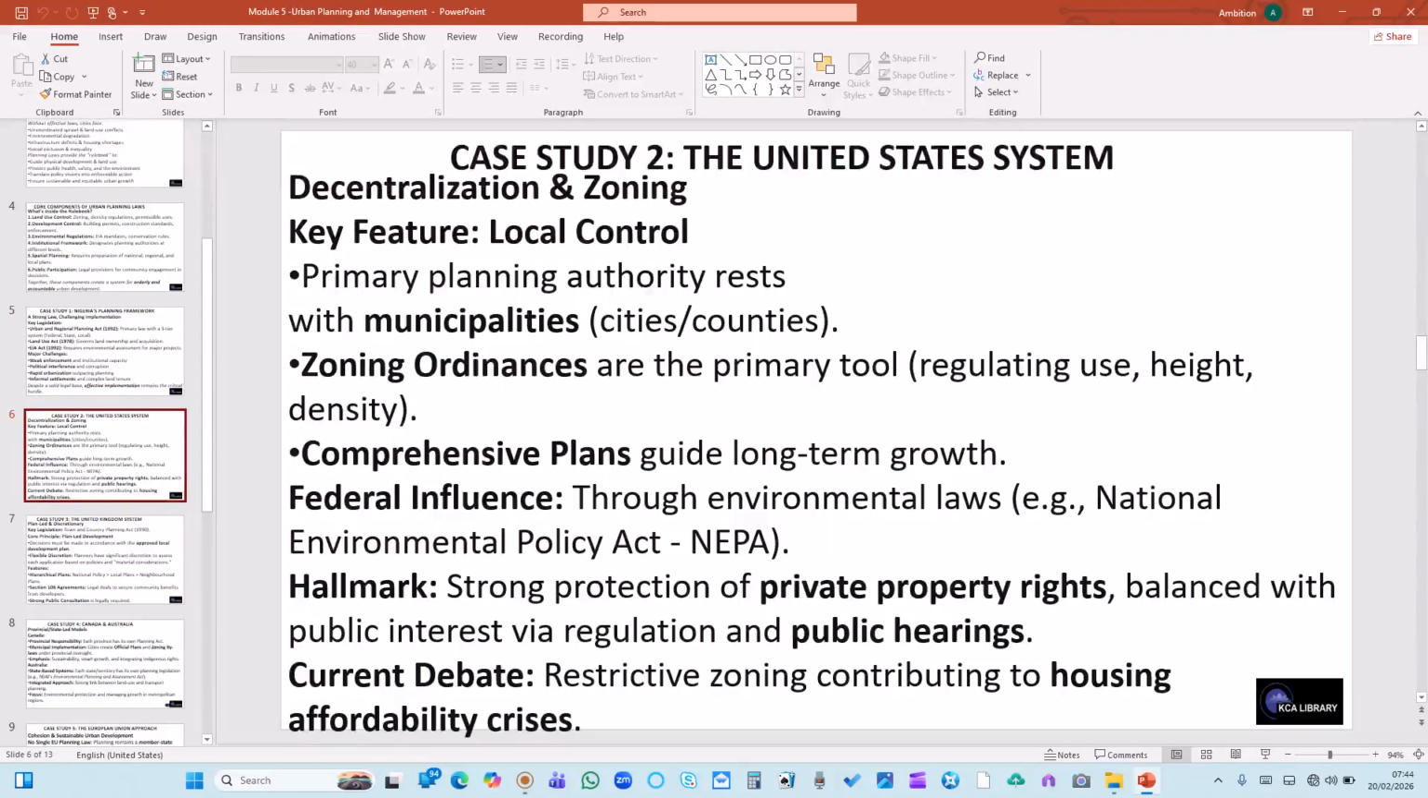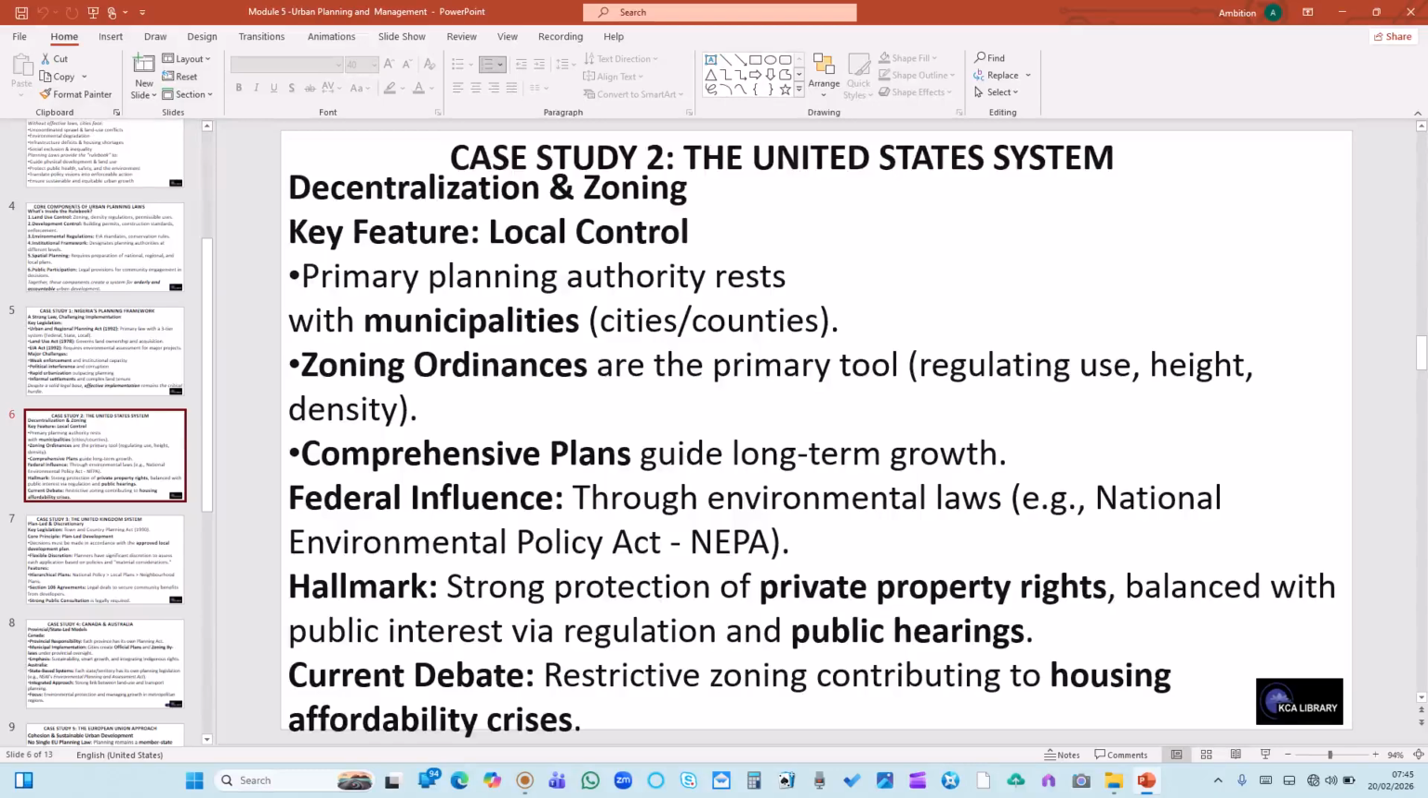Now let us look at case study 2, the United States system, which is characterized by decentralization and zoning. The key feature is that it centers on local control. The primary planning authority rests with municipalities, that is cities and counties. Zoning ordinances are the primary tool, which involve regulating use, height, and density. Then comprehensive plans guide long-term growth. It is also characterized by federal influence through environmental law, the National Environmental Policy Act, NEPA.